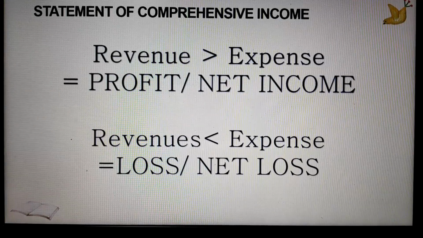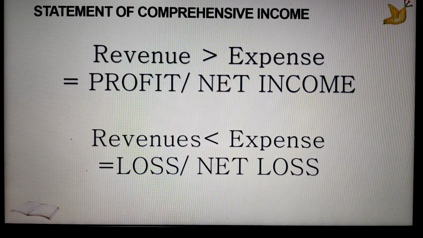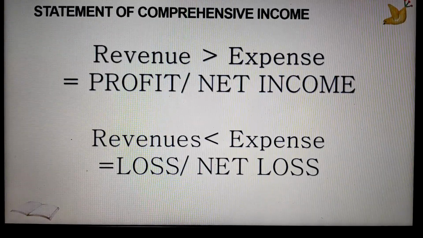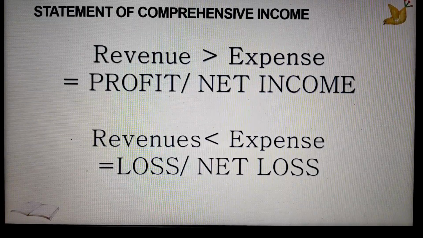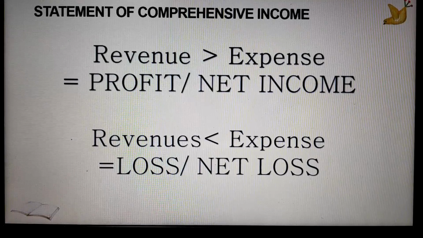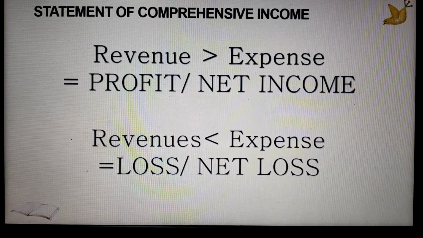So for the statement of comprehensive income, we have two accounts that involved in preparation of the statement of comprehensive income: the revenue and the expenses. So when the revenue is greater than the expenses, the company will generate a profit or a net income. And if the revenue is lesser than the expense, the company will generate a loss or a net loss. So muna siya ang duha ka mga instances nganong maka-generate ang isa ka company og profit and maka-generate og loss.